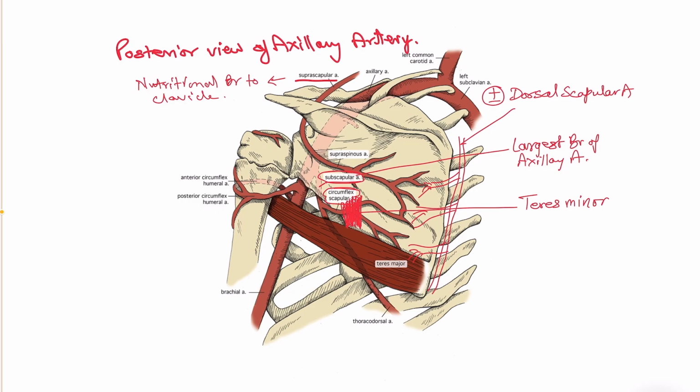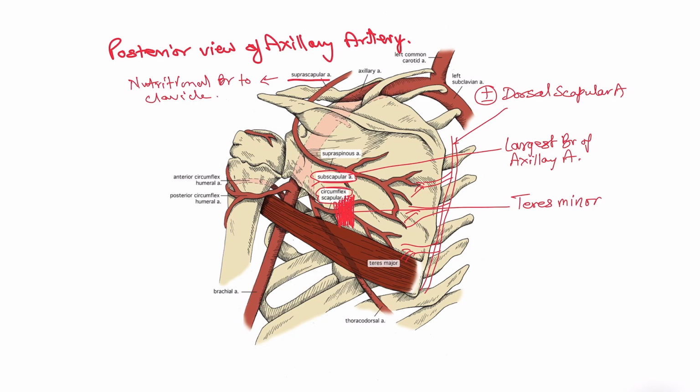But because it's not always present, in case it's not there, it will be replaced by another artery, and that is called the deep branch of the transverse cervical artery. This transverse cervical artery is also a branch of the thyrocervical trunk given out from the first part of the subclavian. So there's an option between these two arteries which will run along the medial border of the scapula.